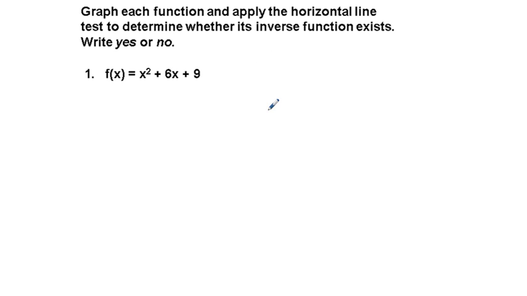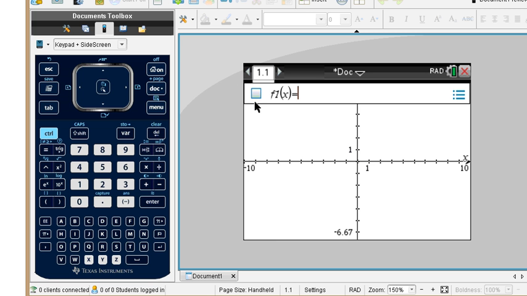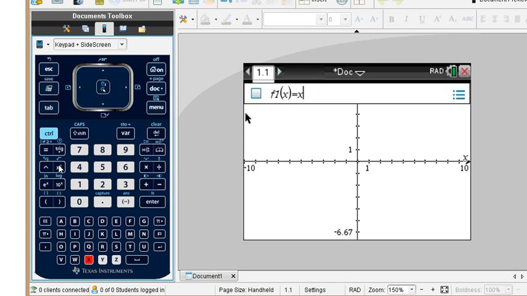So some of these we're going to go ahead and use a calculator for, and others we're going to be able just to sketch a graph without using a calculator, so I'm going to kind of mix and match here. This first one here, I'm going to just enter in the calculator. We have x squared plus 6x plus 9.